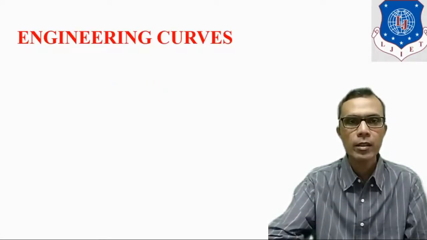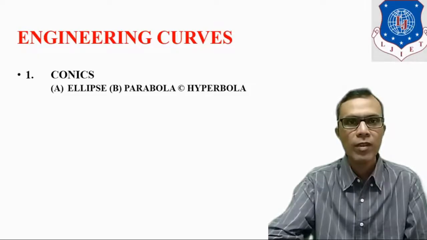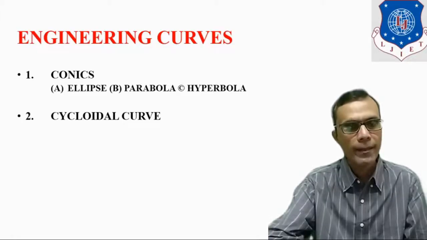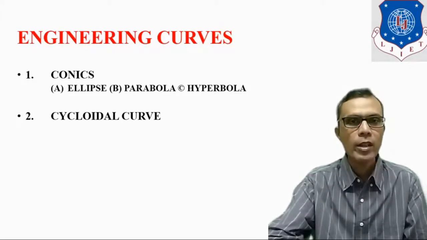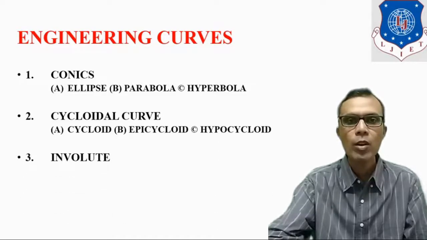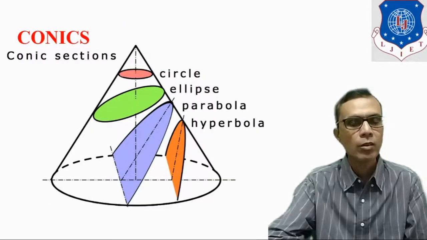Today we will discuss the chapter Engineering Curve. In this chapter, you have to study different types of the curve. First type is conics. In conics, you have to study different methods to draw ellipse, parabola and hyperbola. Next type is cycloidal curve. In this category of curve, you have to study different methods to draw cycloid, epicycloid and hypocycloid. Next type is involute and then spiral. So now let us start with conics.